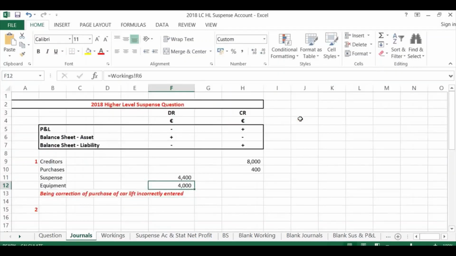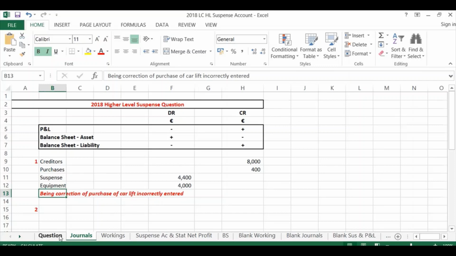And then you should just check that your journal is balanced, so the debit is 8,400 and the credit is 8,400, so that's fine. And then we just put in one single little sentence saying what's going on. So something like, being correction of purchase of car lift incorrectly entered, will be fine.